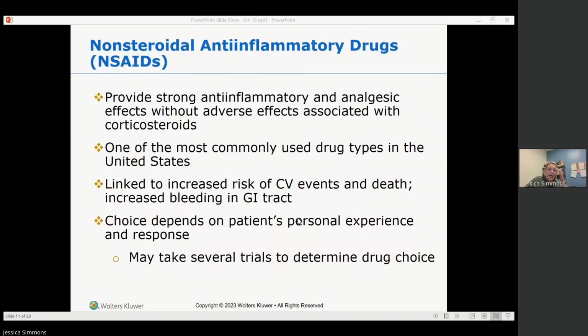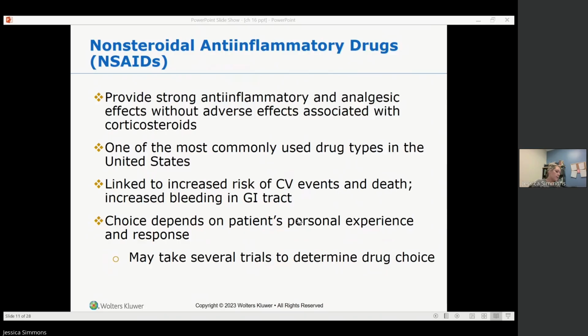Okay, NSAIDs. They provide strong anti-inflammatory and analgesic effects without adverse effects associated with corticosteroids. They are one of the most commonly used drugs in the United States. They are linked to increased risk of cardiovascular events and death, increased bleeding in the GI tract, and the choice depends on patients' personal experience and response. They may take several trials to determine the drug of choice.